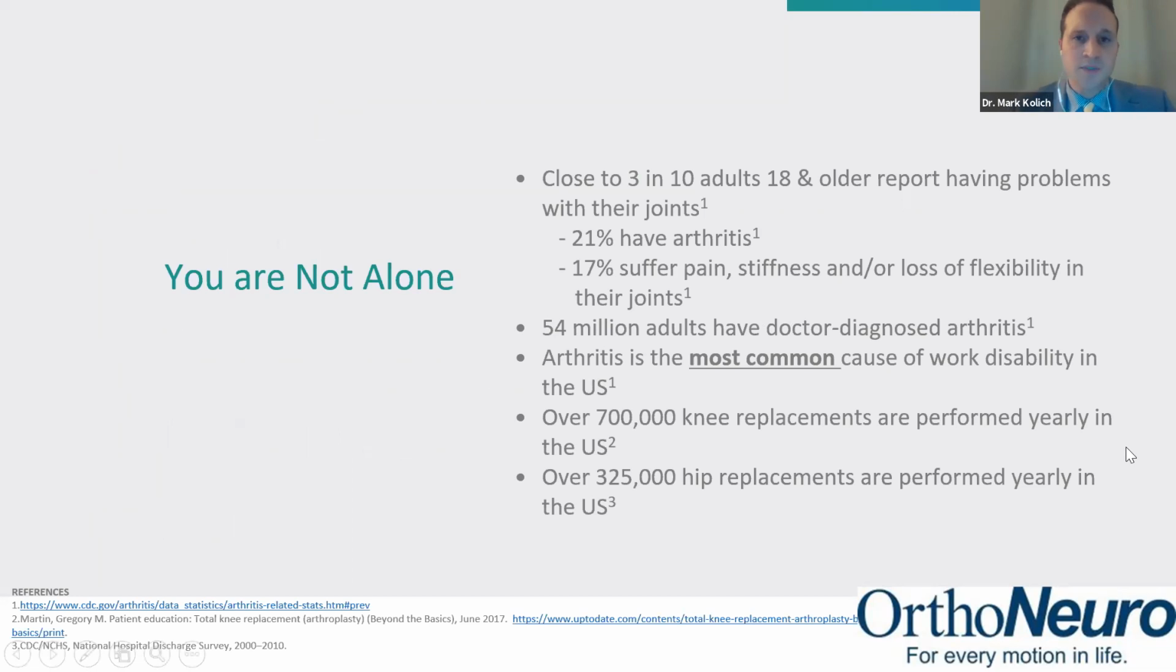So you're not alone. A lot of folks in general are experiencing hip arthritis. Close to 3 in 10 adults over 18 have problems with their joints. 21% have arthritis, and 17% suffer from pain, stiffness, or loss of flexibility in their joints. There are 54 million adults with diagnosed arthritis. So it's very common. The most common cause of work disability in the US is arthritis. And you'll see the numbers there: 700,000 knee replacements and over 325,000 hip replacements every year in the US.